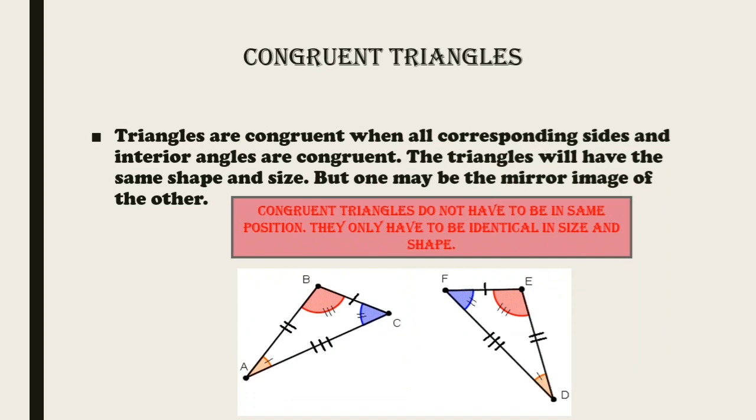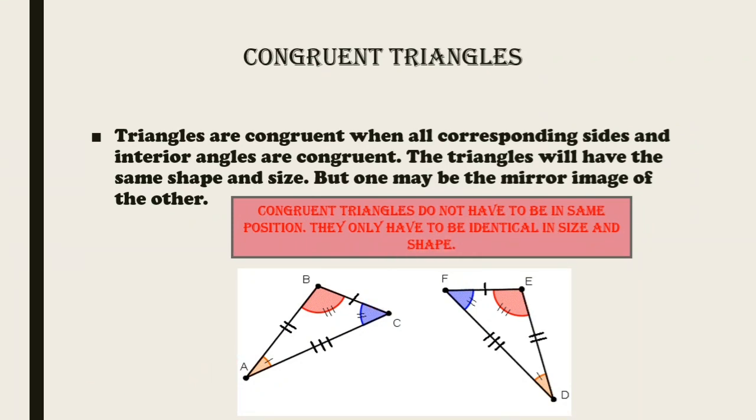Now let's revise what congruent triangles are and which tests we have to prove that two given triangles are congruent. Triangles are congruent when all corresponding sides and interior angles are congruent. The triangles will have the same shape and size, but one may be the mirror image of the other. Congruent triangles do not have to be in the same position. They only have to be identical in size and shape.